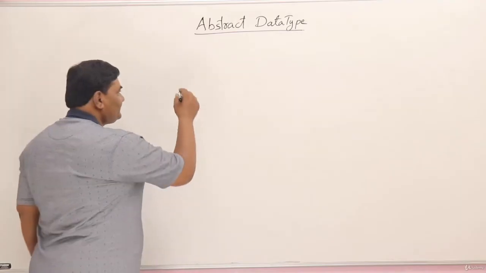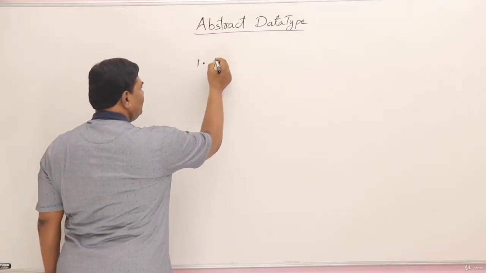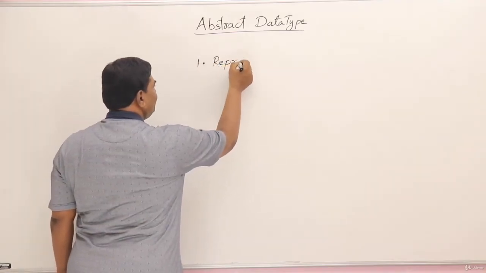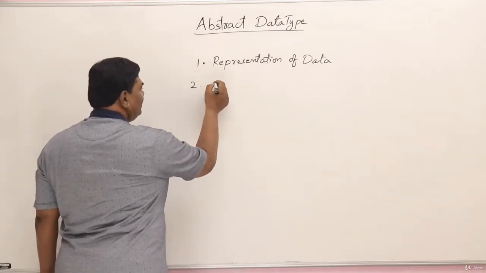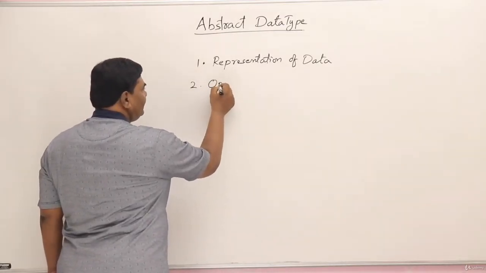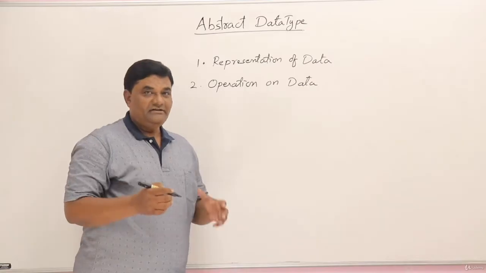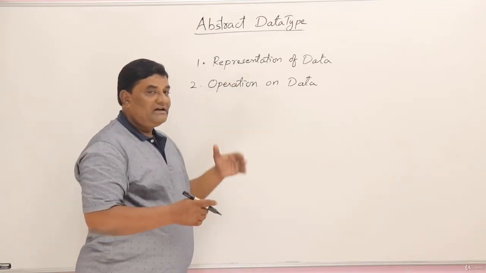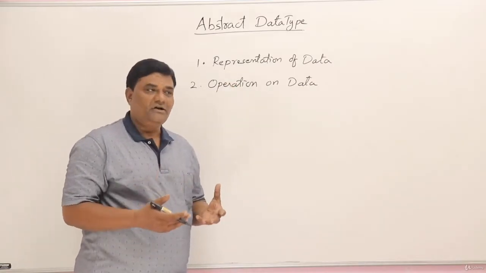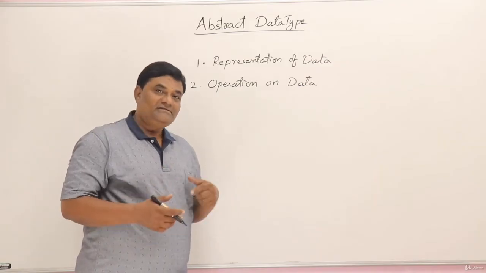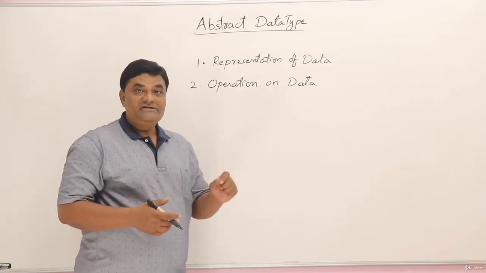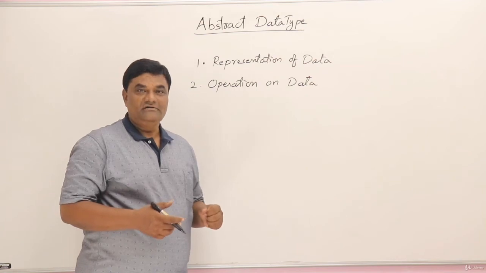A data type is defined as representation of data, and second thing is operations on data. So a data type is defined in two terms. First is how the data is represented, means how you are storing the data. And second thing is what are the operations that you allow on the data.